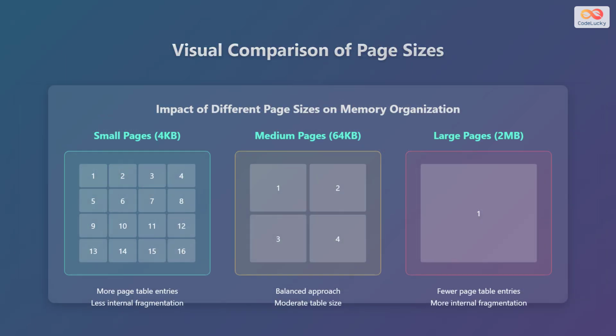Now, let us take a look at a visual comparison of how different page sizes affect memory organization. On the left, we have small pages, which are 4 kilobytes. With small pages, there are more page table entries but less internal fragmentation. In the middle, we have medium pages, which are 64 kilobytes. These provide a balanced approach and moderate table size. On the right, we have large pages, which are 2 megabytes. With large pages, there are fewer page table entries but more internal fragmentation. Each column represents a different page size, and the grid within each box visualizes how memory is divided and managed with that particular page size.